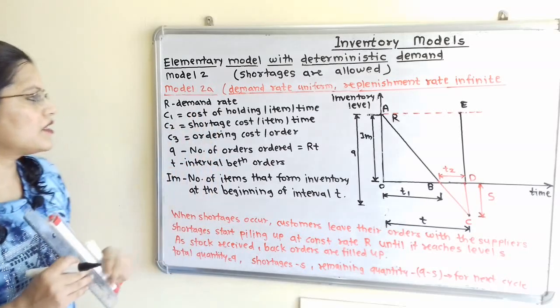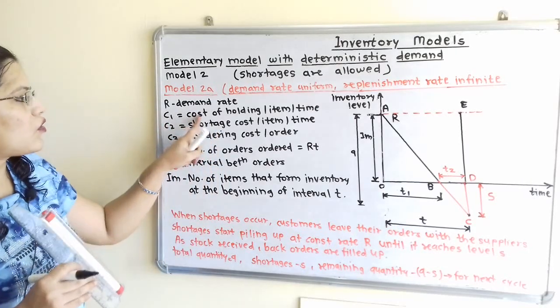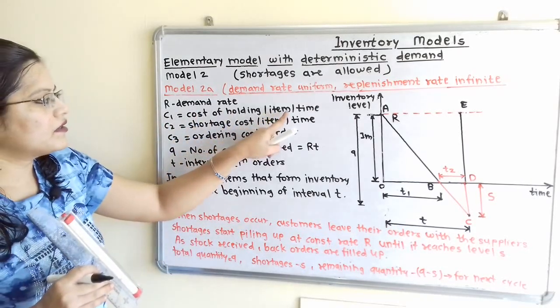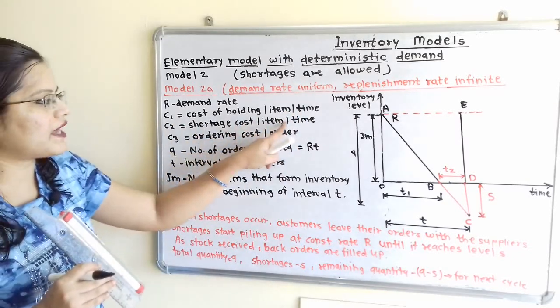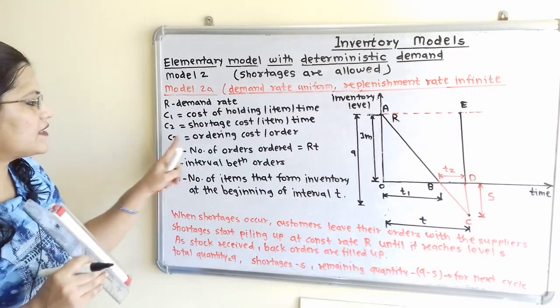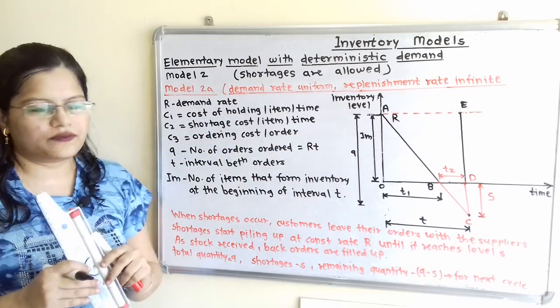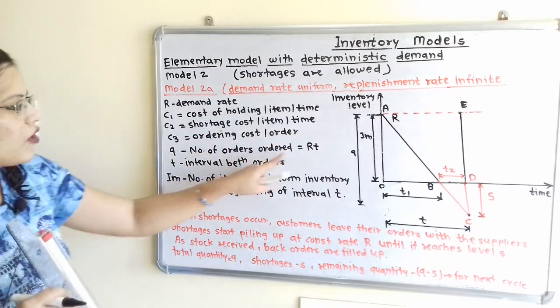Now we will move to the other parameters. Now C1, cost of holding per item per unit time. Then C2, shortage cost per item per unit time. C3, ordering cost per order. Then Q, number of items ordered.